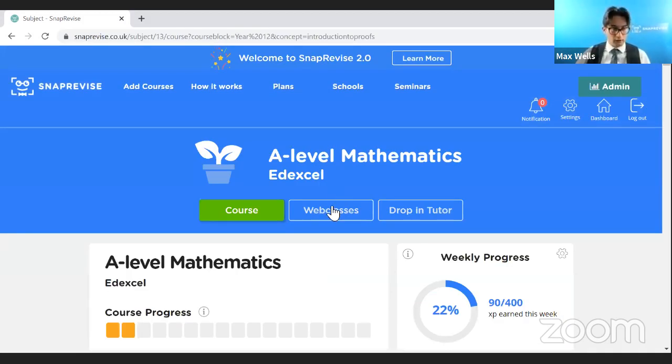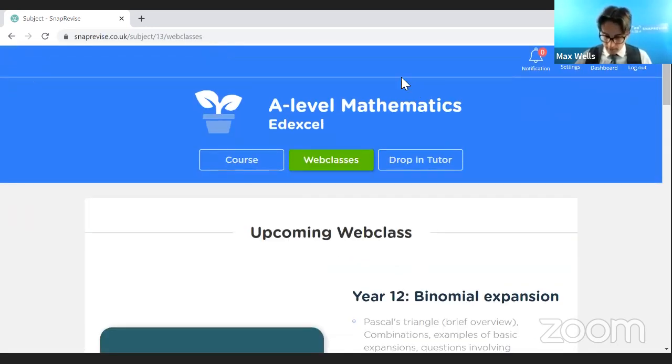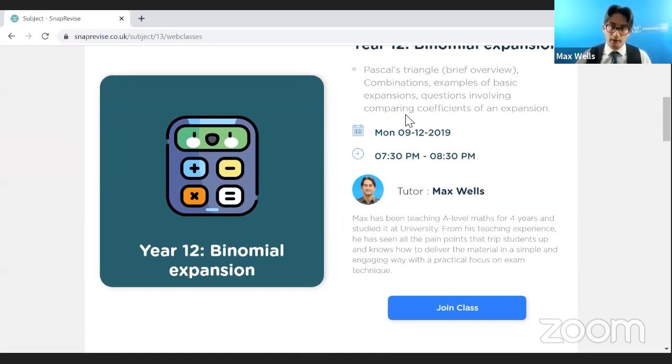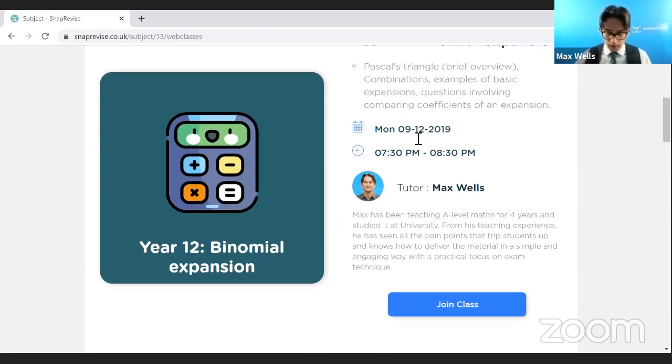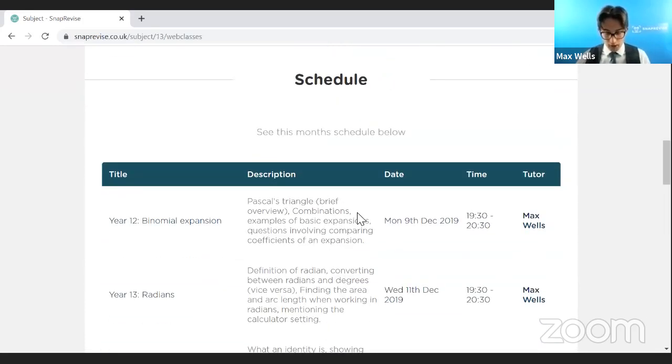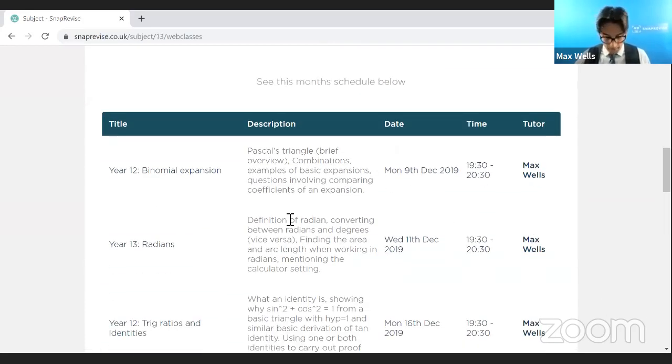What we've also got is the web classes. So yeah, revision guides are on every single topic. They've been produced, a really lovely set of notes that is directly targeted at specific topics. The web classes are done twice a week. So I do 2 classes a week, one on a Monday, one on a Wednesday. And there's a schedule here, so you can see what's coming up and what I plan to cover.